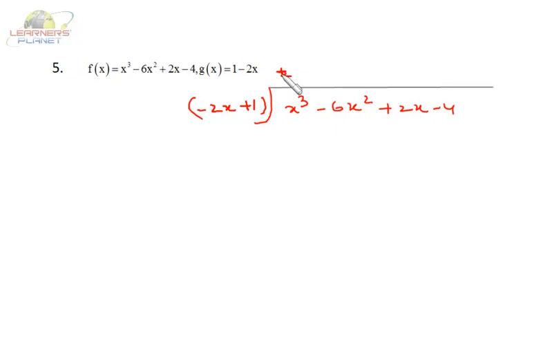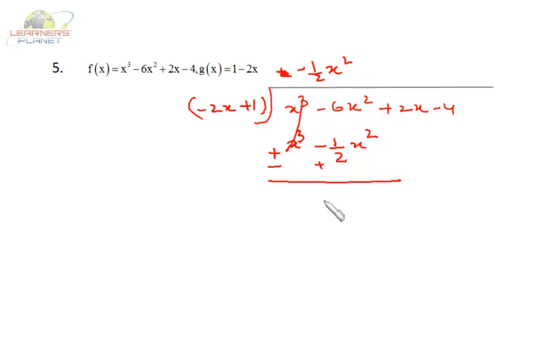1 upon 2x square. Now minus 1 upon 2x square into minus 2x, I'll be getting x cube. Now I multiply minus 1 by 2x square to this one. What I'll be getting is minus of half x square. Okay. Now let's deduct it by changing the sign. So it is cancelled. Now minus 6 plus half is minus 11 by 2x square.